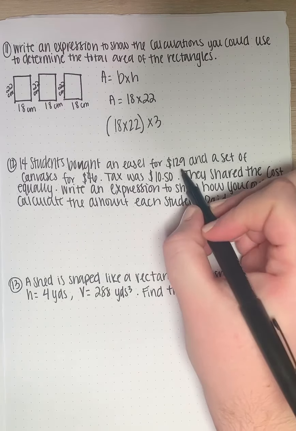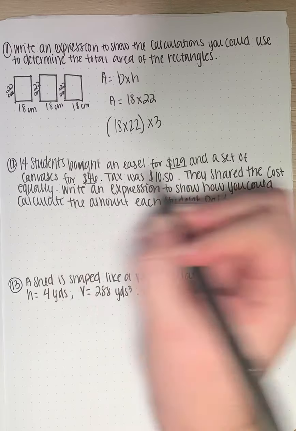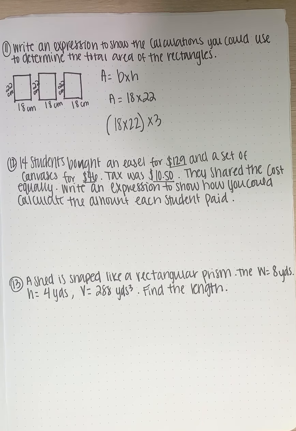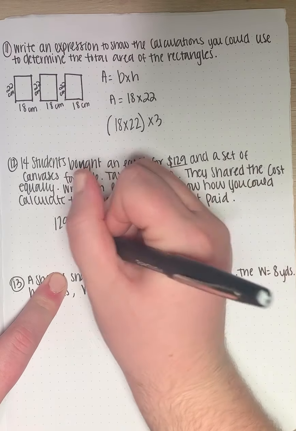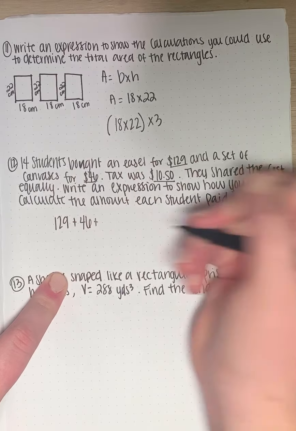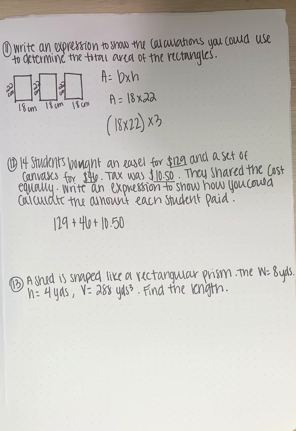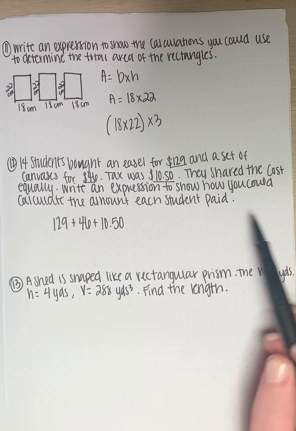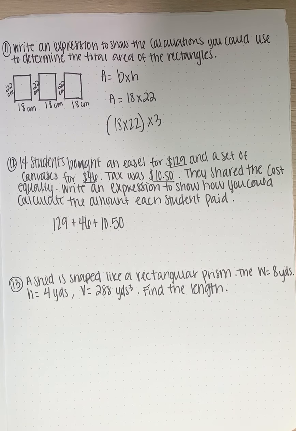All right, so we had 129, 46, and 10.50. So we want to know the total that was paid. And so all we have to do with these 3 numbers is just add them. So 129, 46, and 10.50. Okay, so that is going to give us the total amount of money that was spent, but we have to look back and tell them the amount each student paid.